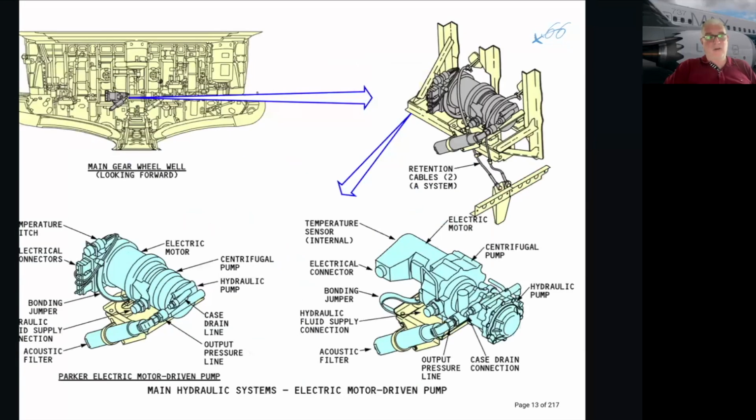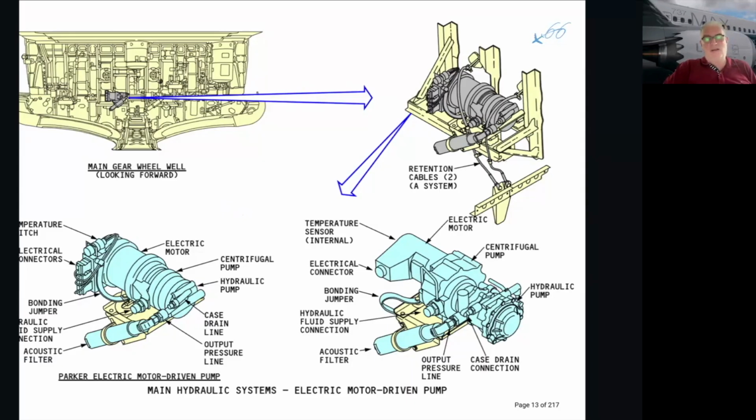The electric-driven pumps. So here is a Parker electric motor-driven pump. The Parker pump has an internal temperature switch to monitor its temperature. This implies that the other one has the temperature switch external to the pump. So there are two types, two vendors. One is the Parker and the other one is called Vickers pumps. That is the only difference.